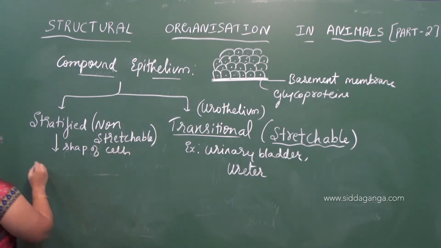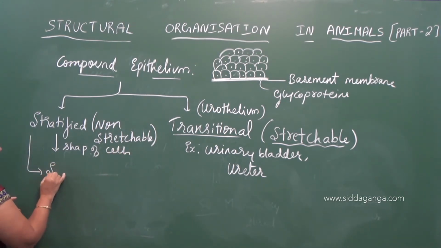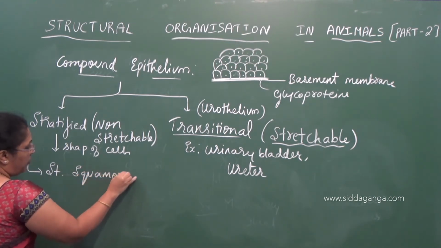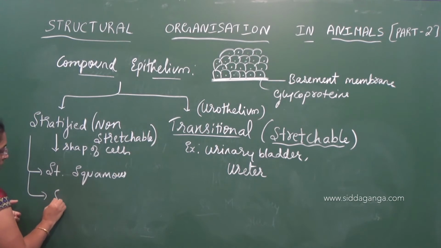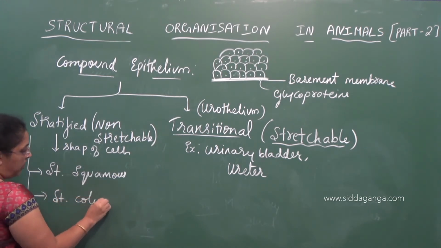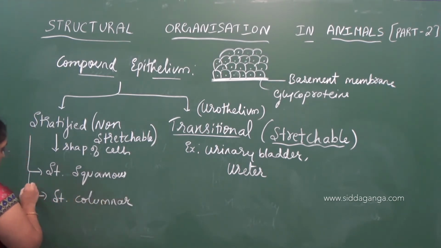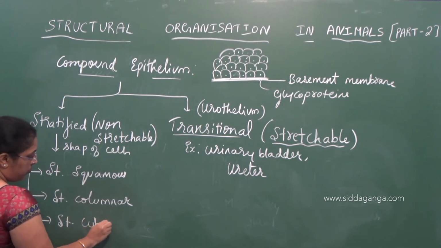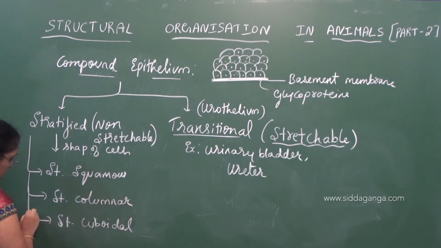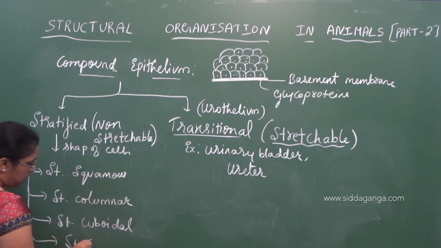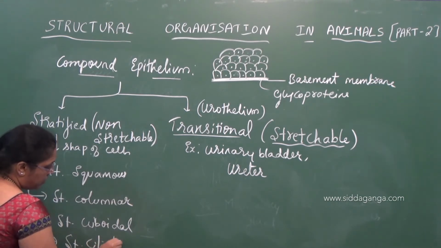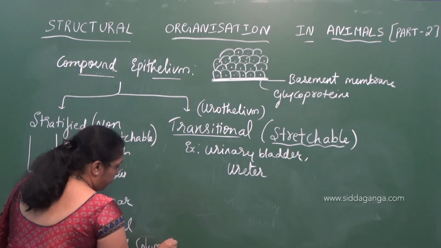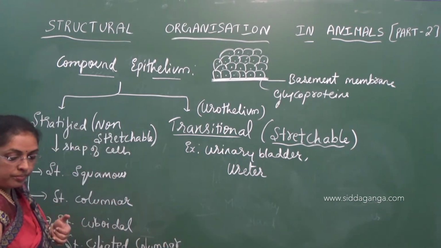the stratified epithelium is again classified into stratified squamous epithelium, stratified columnar epithelium, stratified cuboidal epithelium and stratified ciliated columnar epithelium. Understood?